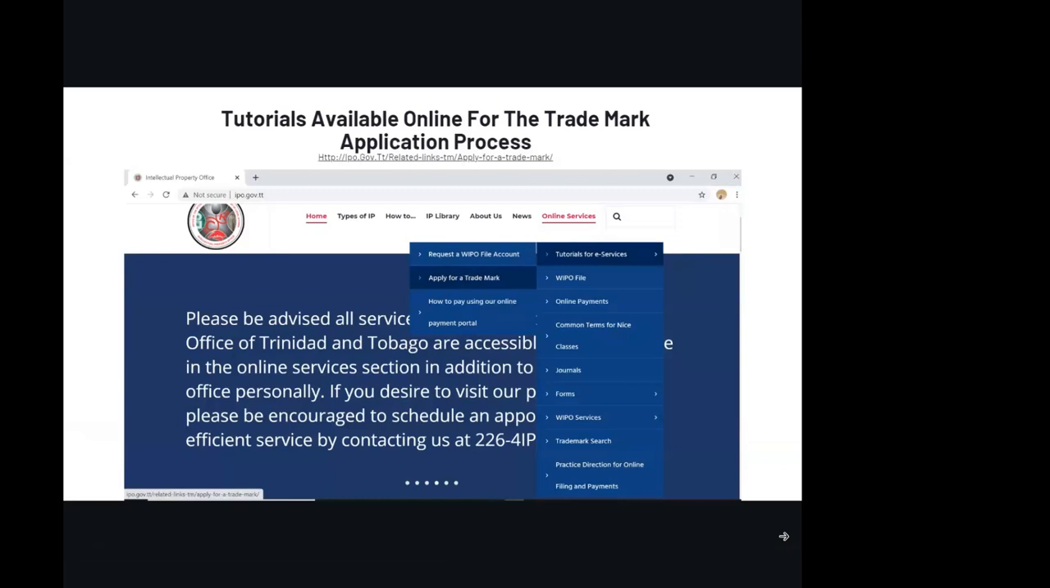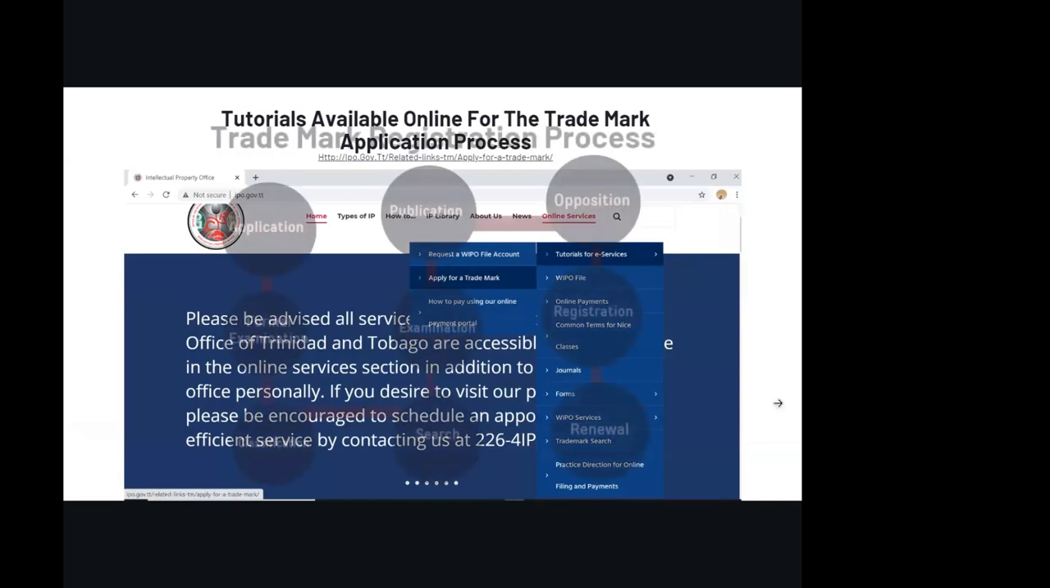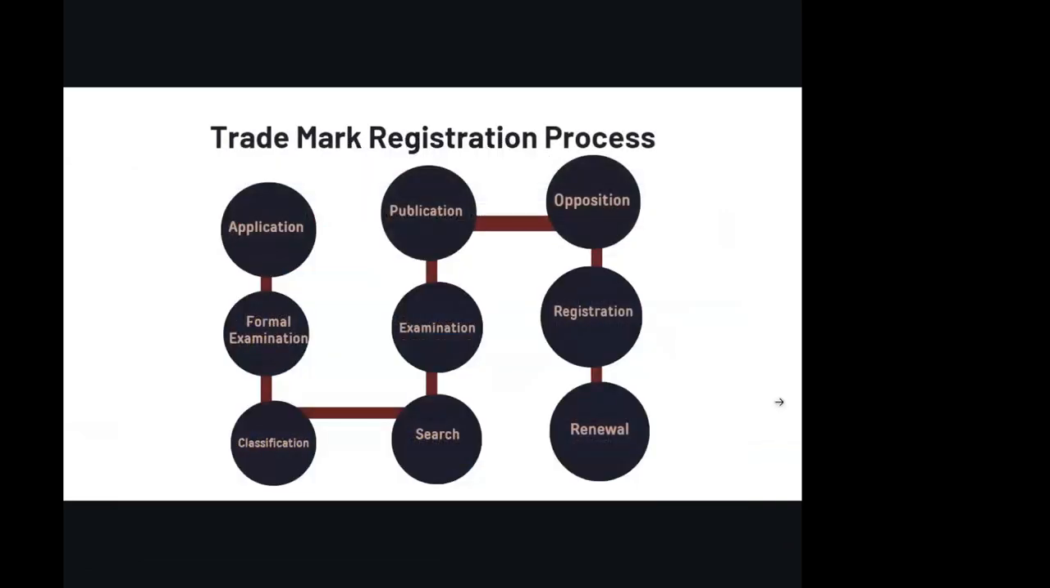So, much like the industrial designs, we have an online trademark application process for trademarks. And again, I'm going to put the link in the chat for you all. I would have mentioned in a previous slide that when trademarks are examined, they're examined to see if the marks are distinctive, and to ensure they're not generic, they're not descriptive, and that they are not immoral.